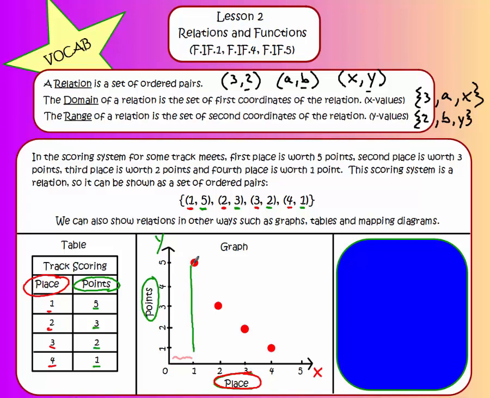I can also go over 2 and up 3. I could go over 3 and up 2, or I could go over 4 and up 1.